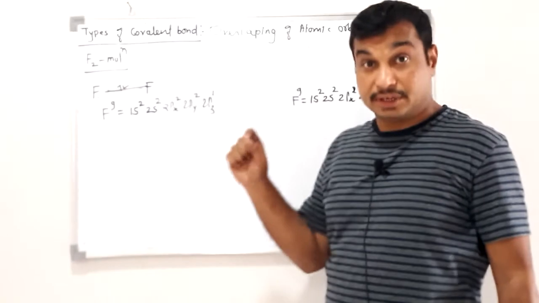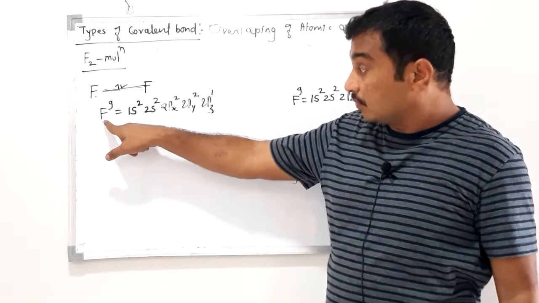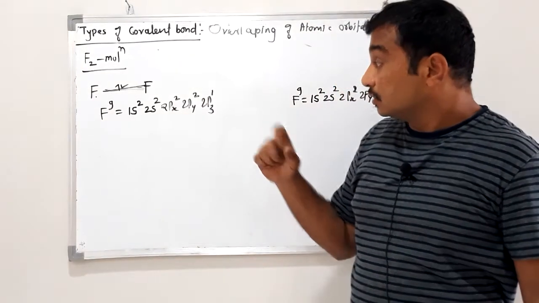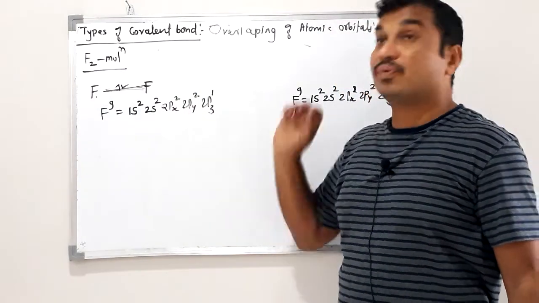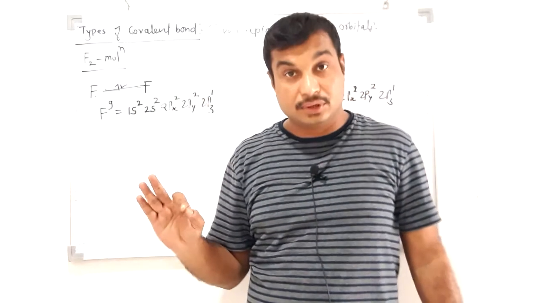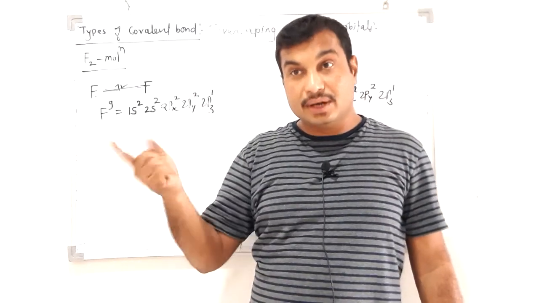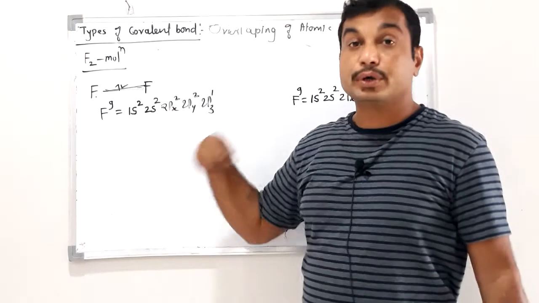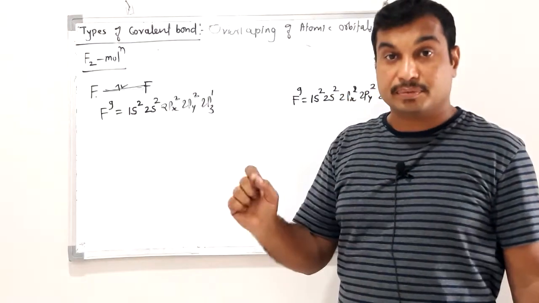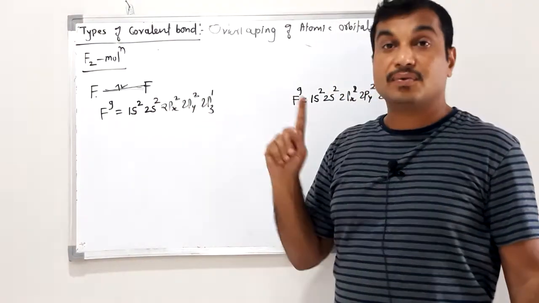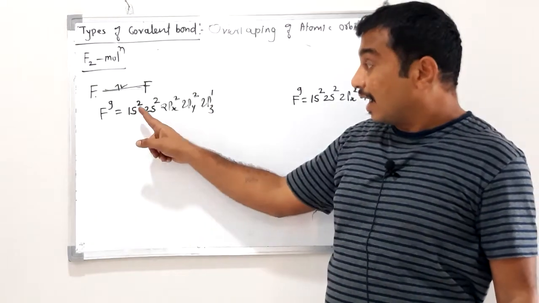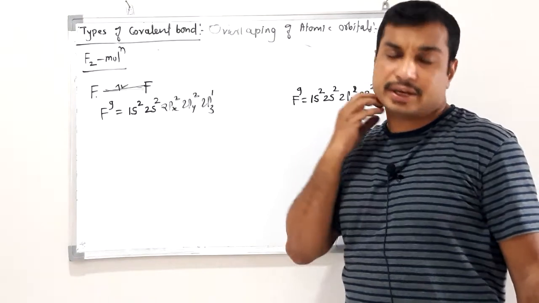First, decide: is it possible for this fluorine atom to form a covalent bond? Yes, because this fluorine atom has one unpaired electron. So it requires one more electron for pairing. Therefore, it is going to form a bond. Its valency is 1 because the fluorine atom contains one unpaired electron in 2pz, so it is able to form a covalent bond.